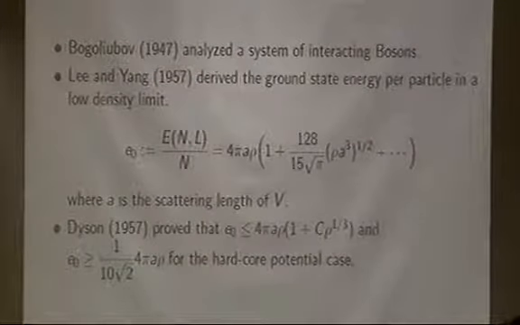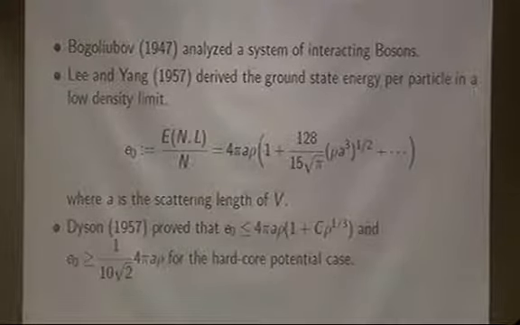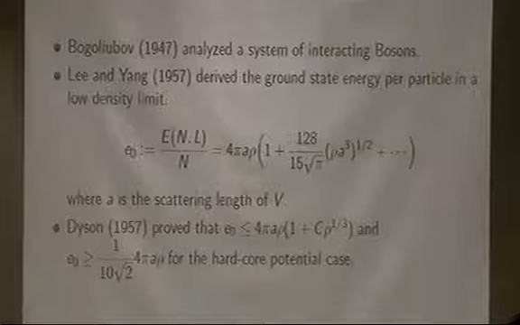And here's some history. At least these two slides are exactly the same as the slides I used last time, so I'm just going to go through them very quickly. Bogoliubov was the first to analyze a system of interacting bosons instead of just non-interacting bosons without V. And Lee and Yang, the physicists, derived the ground state energy per particle in the low density limit: 4 pi rho plus further terms. So physicists have had this formula for 53 years.